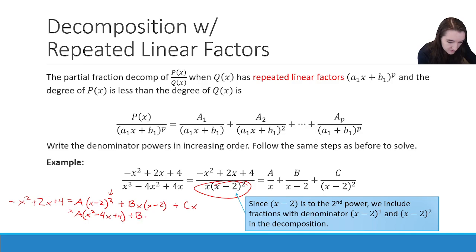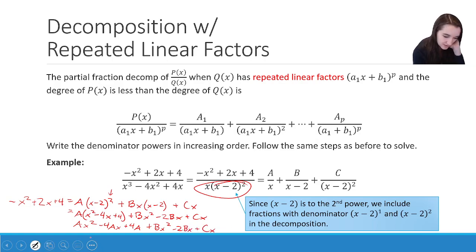Then I'll just do this. Bx squared minus 2bx plus cx. So this is ax squared minus 4ax plus 4a plus bx squared minus 2bx plus cx. Okay, and we keep going.